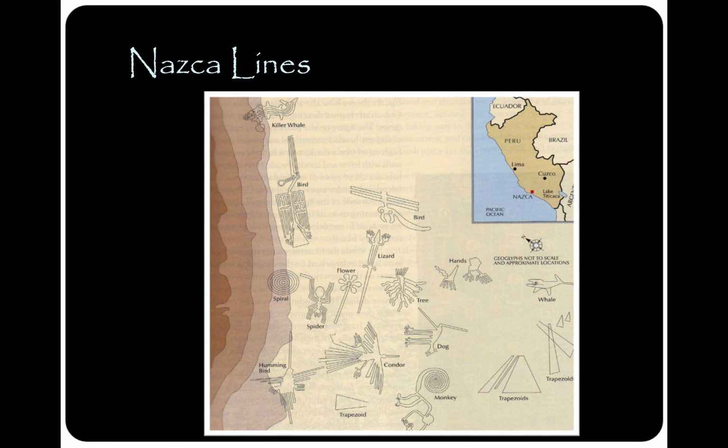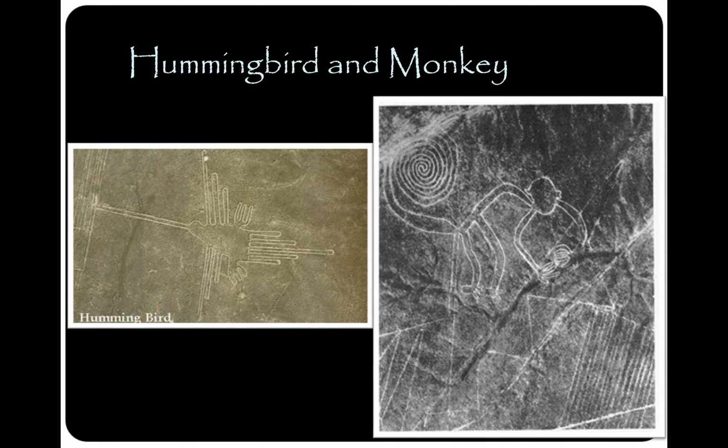So there are different theories about what we think these things are meant to reference, whether they're meant to be roadmaps or drawings for the gods. Some people think they reference water sources and where water sources could be located. But at the end of the day, they're very mysterious. We don't really know what they are.